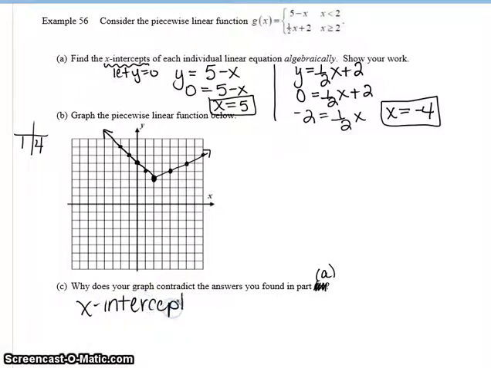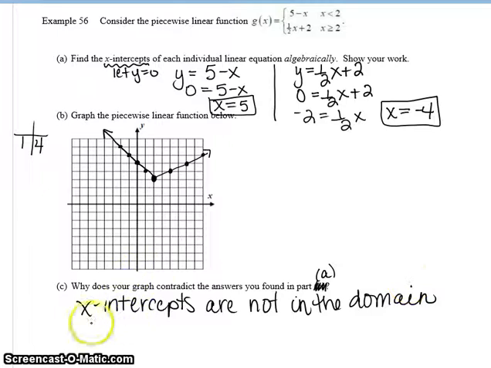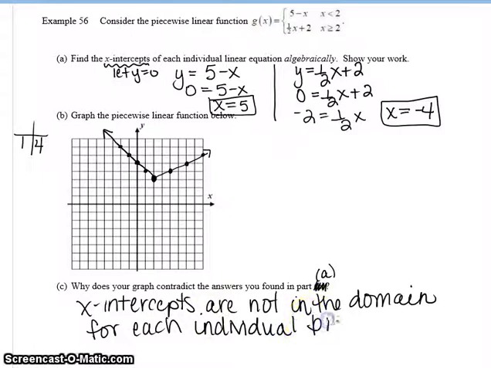So the x-intercepts are not in the domain for each individual piece. Oops, I spelled that wrong.